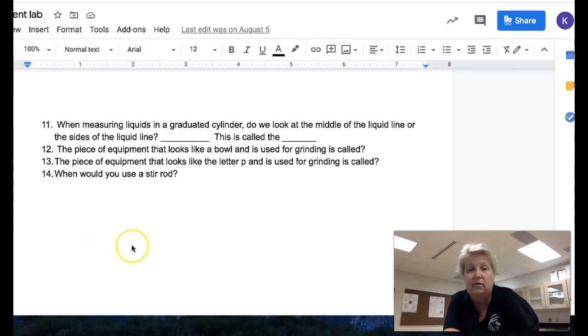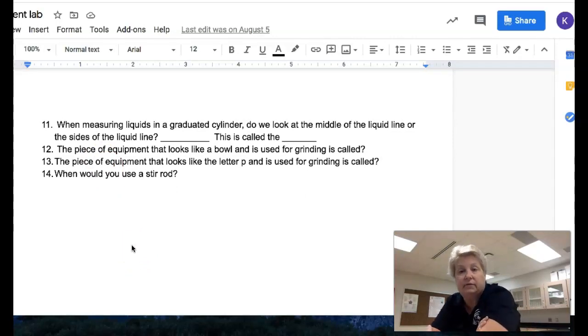Number 11, when measuring liquids in a graduated cylinder, do we look at the middle of the liquid line or the sides? We look at the middle, and with water, it's typically at the bottom. This is called the meniscus. 12, the piece of equipment that looks like a bowl and is used for grinding is called the mortar. The piece of equipment that looks like the letter P and is used for grinding is called the pestle.